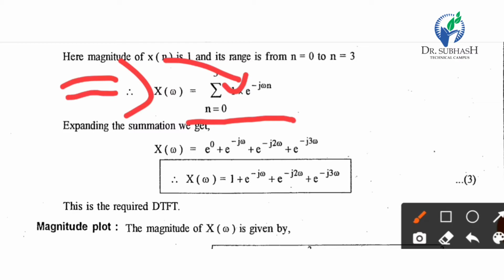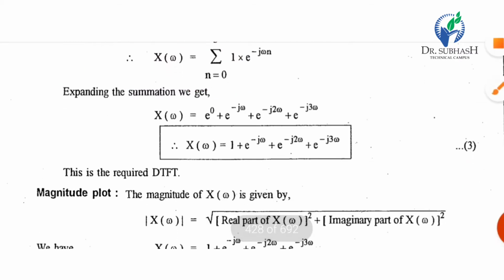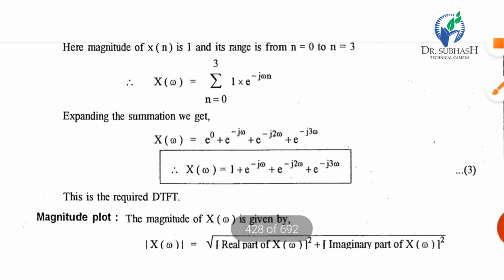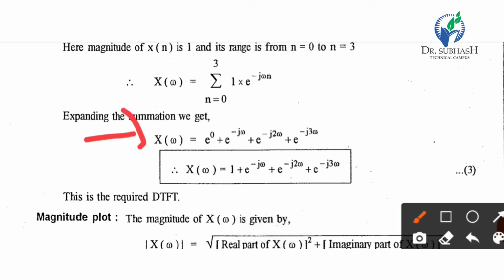So now expanding the summation. Expanding the summation means putting the values n equals 0 up to 3: n equals 0, n equals 1, n equals 2, and n equals 3. So X of omega equals, first we put n equals 0, so e raised to 0, then we put 1, so e raised to minus j omega, then we put n equals 2, so it is e raised to minus j2 omega, then n equals 3, it means e raised to minus j3 omega.